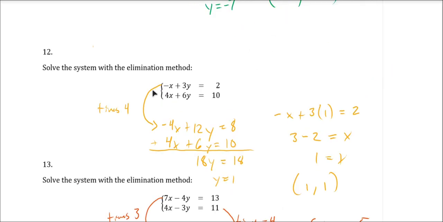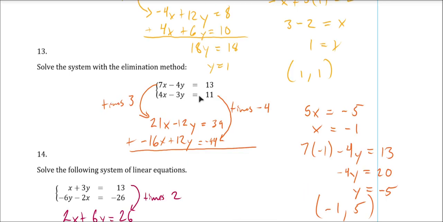To solve the next one with elimination, we want to take the first equation and multiply it by 4. That will make it so that the two x's are negatives of each other and equal in magnitude. We could have also multiplied this by negative 2 to make the y's cancel. But in this case, the x's will cancel. When I add the two sides together, we'll get 18y is equal to 18, which tells us y is 1. Subbing that back into either one of the equations, we can solve for x to give us 1 as well. So we have a solution at 1, 1.